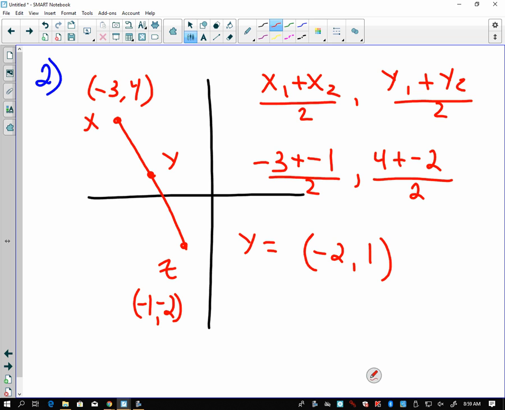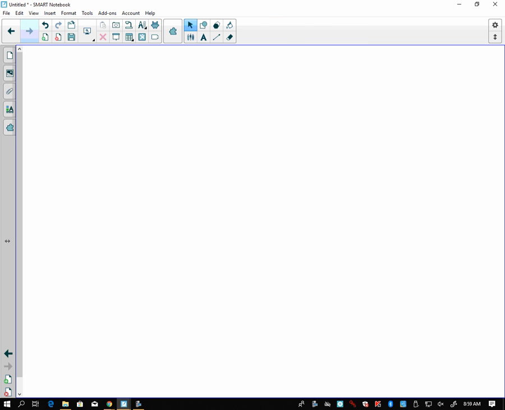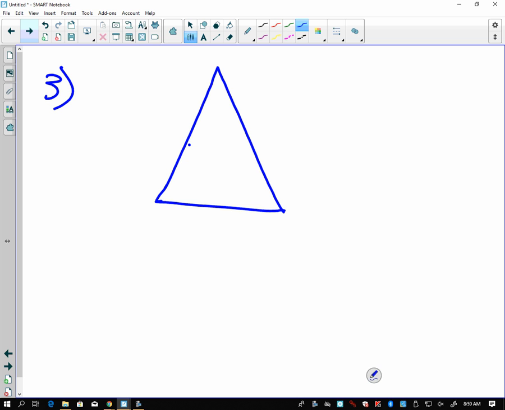I think I can still hit number 3 pretty easily. It's a fairly easy question, but they're going to give you something similar to this. They're going to say classify this triangle by its sides and by its angles. Let's classify this triangle by its sides. Isosceles, because it has 2 sides congruent.